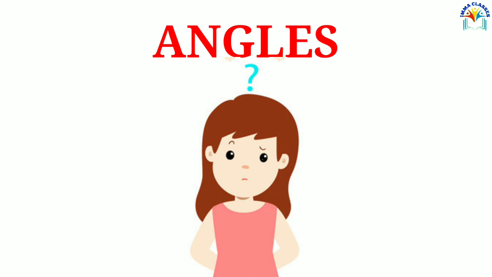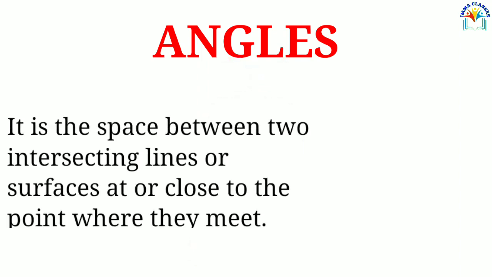Sir, what is an angle? It is a space between two intersecting lines or surfaces at or close to the point where they meet. Let's look at the GIF. The space created between the ray RS and the ray RT is called an angle.